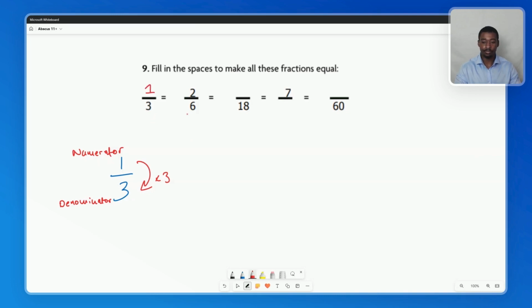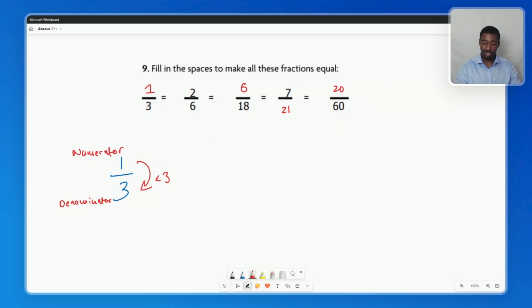For this first one, it's going to be 1 over 3. We know that already. Then for this third one, it's going to be 18. Well, what times 3 equals 18? It's going to be 6. 6, 12, 18. Then here, we times it by 3, 21. 7, 14, 21. Here, we divide it by 3, giving us 20. 20, 40, 60. So here we have our answers. All these fractions are now equal.